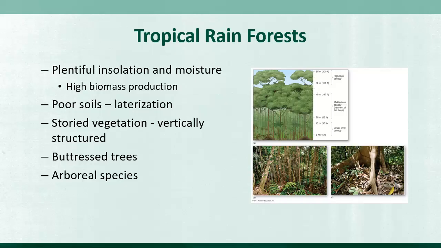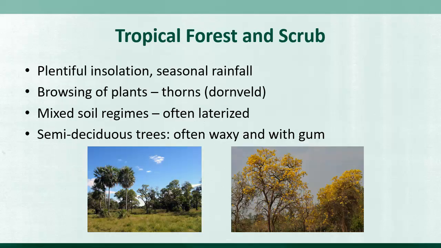Now, tropical rainforests can be contrasted to what happens when we start to move our way north or south of the equator. There's still plentiful insolation, but the rainfall starts to become seasonal because you have tropical savanna climates. And as a result of that, you can't have as much biomass. There tends to be more fire during the winter when things are relatively dry. The soil regimes still are relatively lateralized, generally speaking, so they're not great.